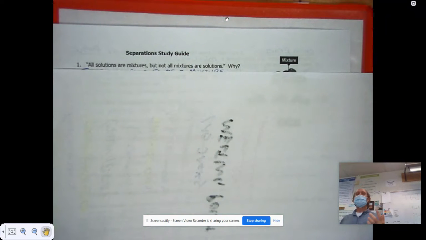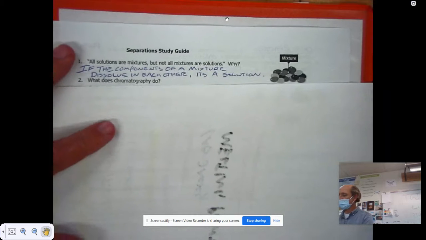So if you have a bag of M&Ms, there's red M&Ms in there, and green M&Ms and yellow M&Ms, whatever. That's a mixture, but it's not a solution. The reason why is because they're not dissolved in one another. Like if you have a bag full of sand and paper clips, that's a mixture, but it's not a solution. If you have a bottle with oil in it and water, that's a mixture, but it's not a solution. But if you have a bottle with ethanol and water, they're going to dissolve in one another. That's a solution. They have to be dissolved in one another to be a solution.